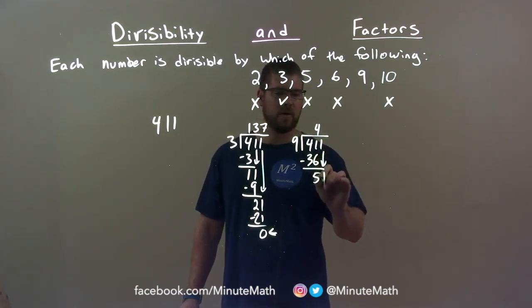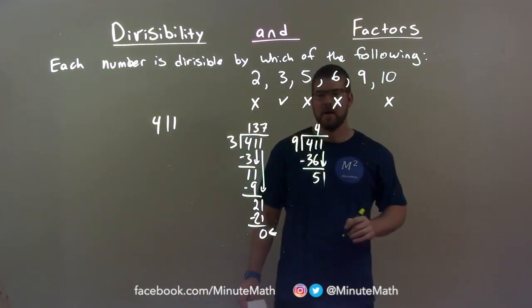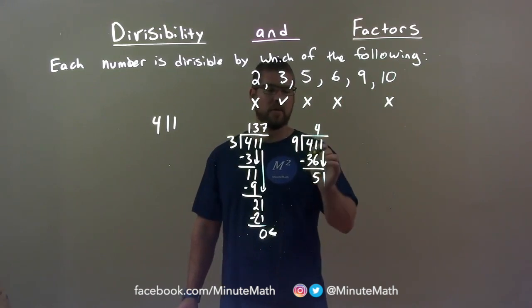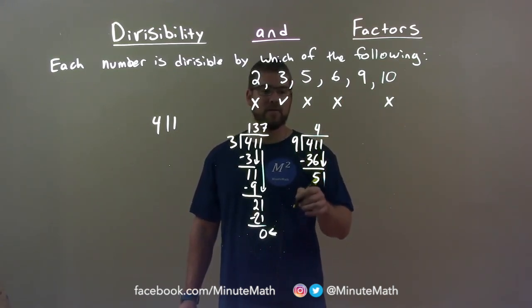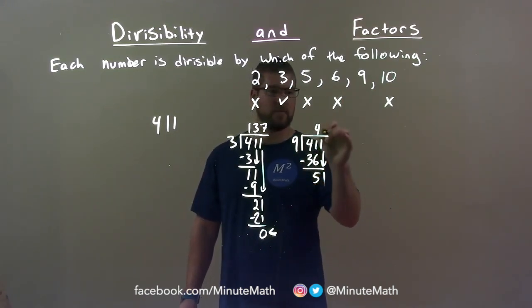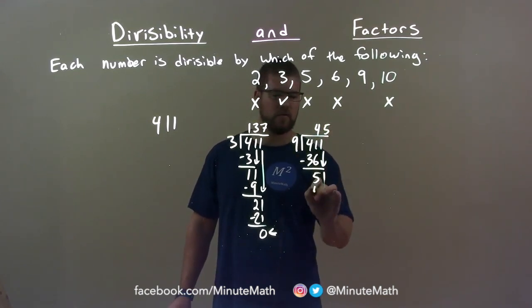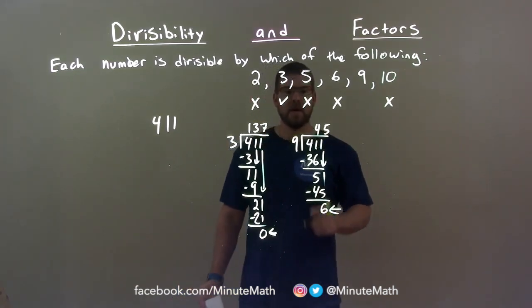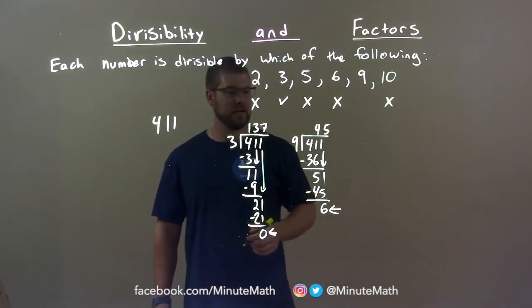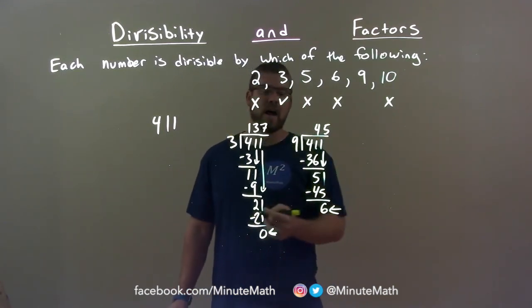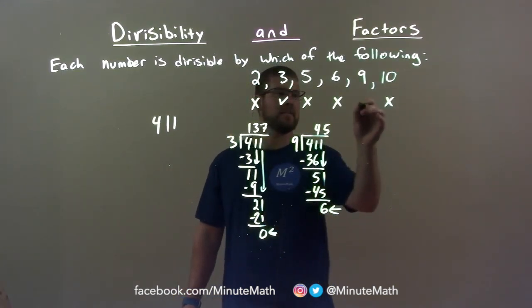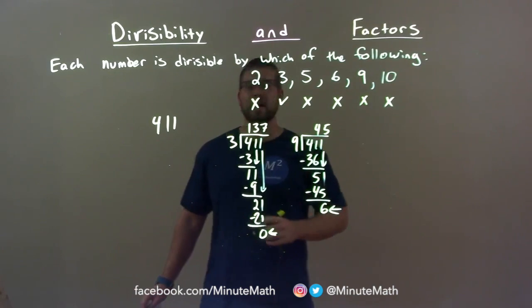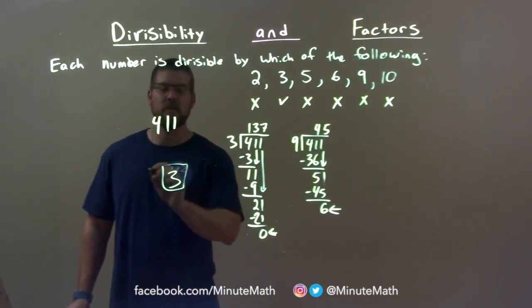Bring down the 1, okay? Well, if 9 goes into 36 4 times, 9 goes into 45 5 times, right? 5 times 9 is 45. Subtract the 2, and we're left with a 6 as a remainder. Since we have a remainder of 6 here, okay, that means 9 does not go into 411 evenly, okay? So our only answer here is just 3.